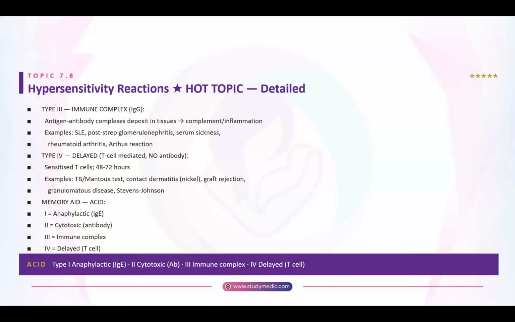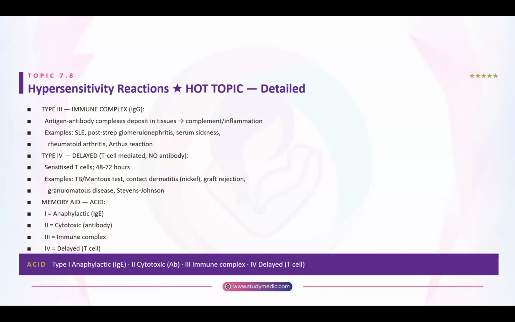Coming to type 4 hypersensitivity, this is your delayed reactions. This is T cell mediated, and remember there is no antibody here. The sensitized T cells stay in circulation, and after 48 to 72 hours, you see this kind of hypersensitivity reaction. Classical example for this is going to be a Mantoux test of your tuberculosis, your contact dermatitis, and your graft rejection. Your granulomatous diseases and your Stevens-Johnson syndrome are seen with your type 4 hypersensitivity.